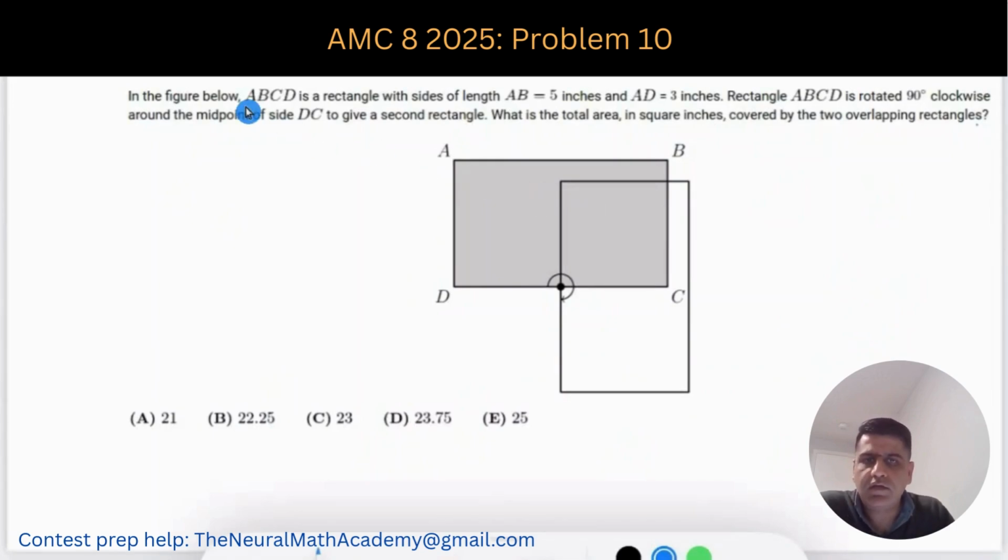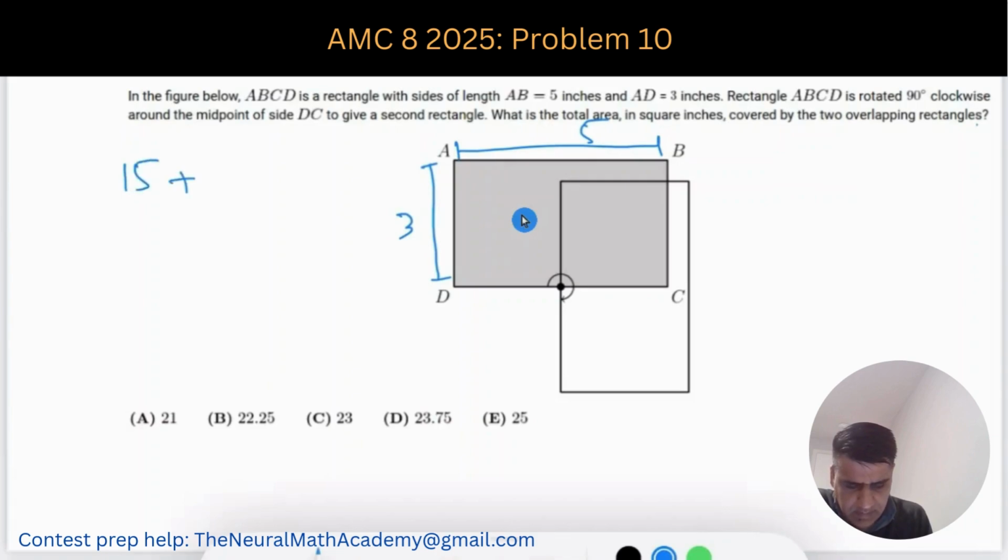Problem 10. So in this problem, we are given a rectangle, and that is then rotated 90 degrees clockwise about its midpoint. So in this problem, we have to find the overlapping area of the two rectangles. So what we have to do in this problem, we will calculate the areas for both of those rectangles. So we are given this length 5, this is 3.